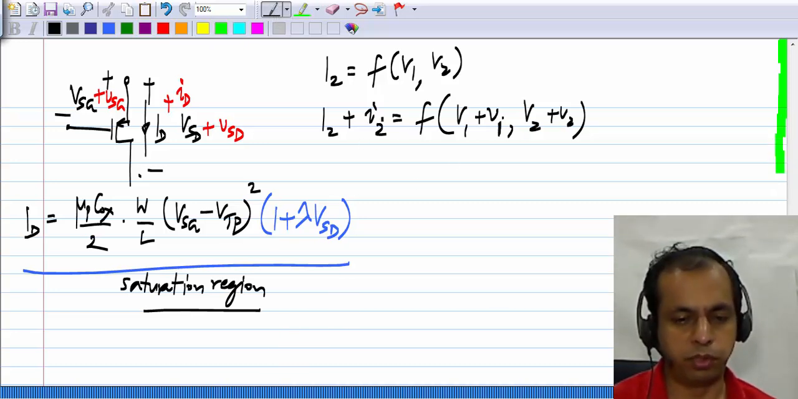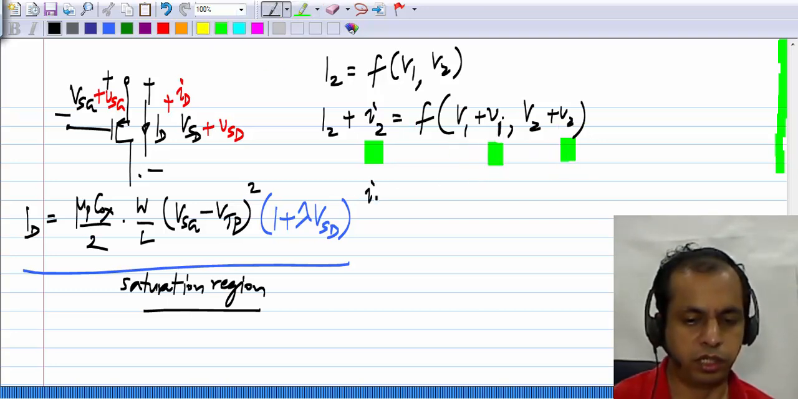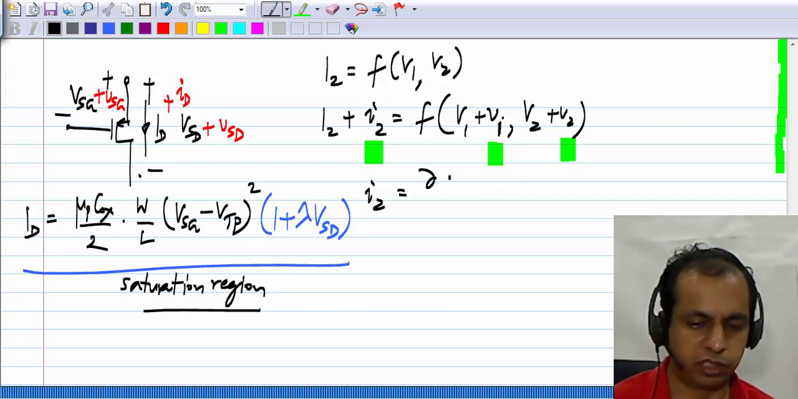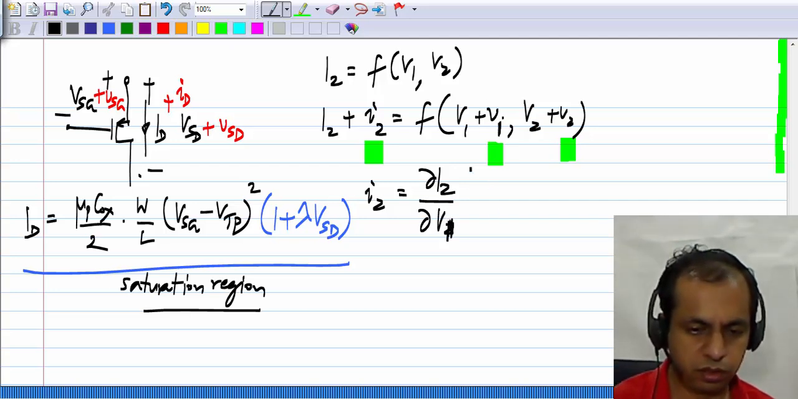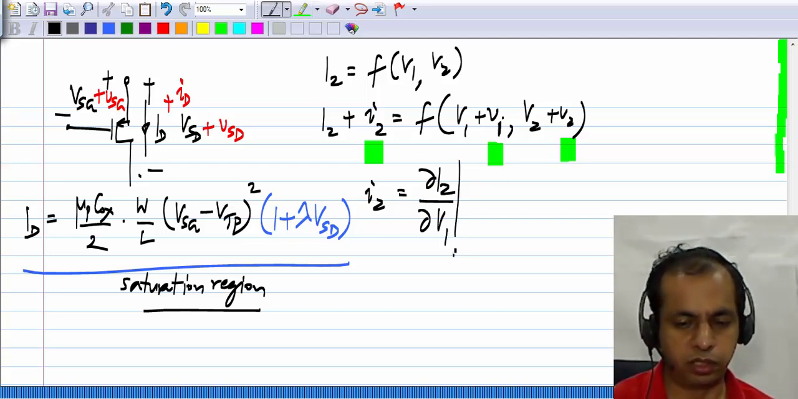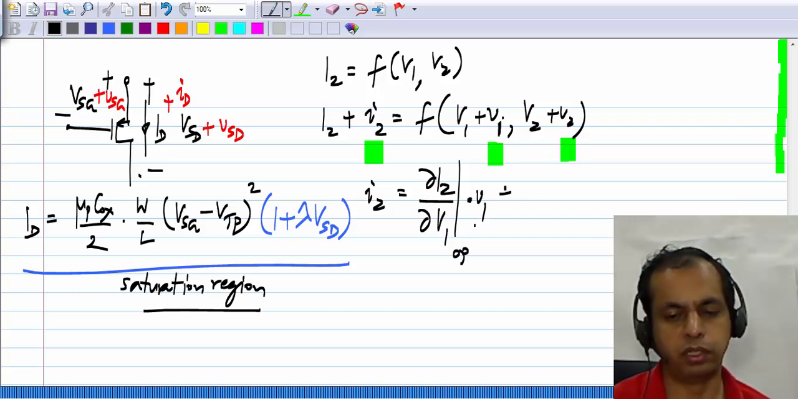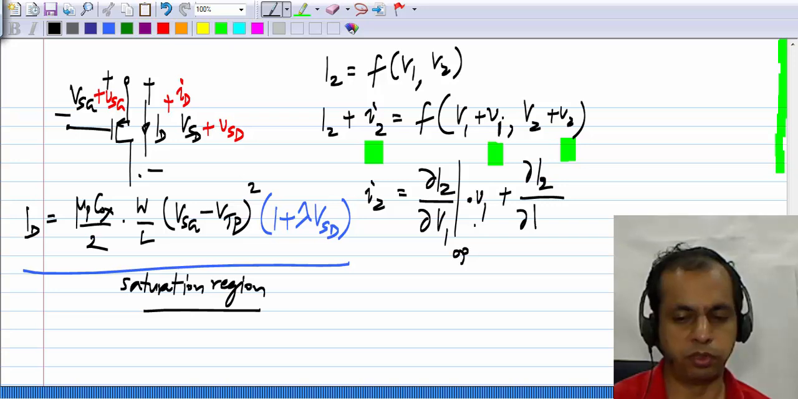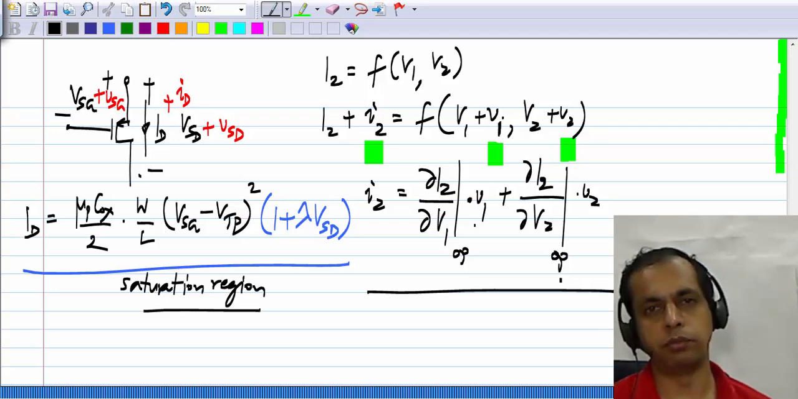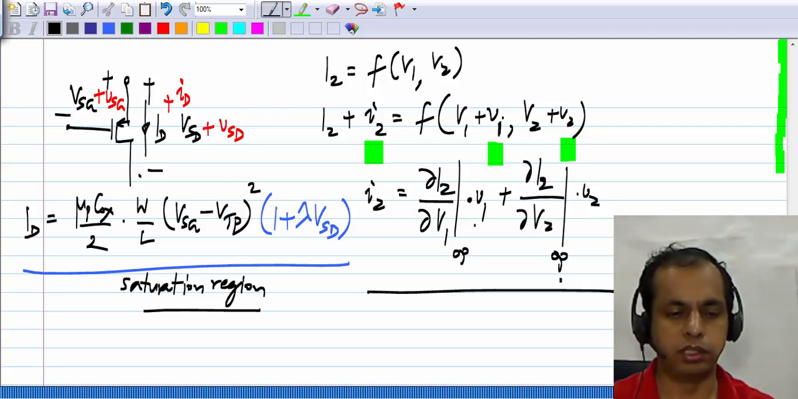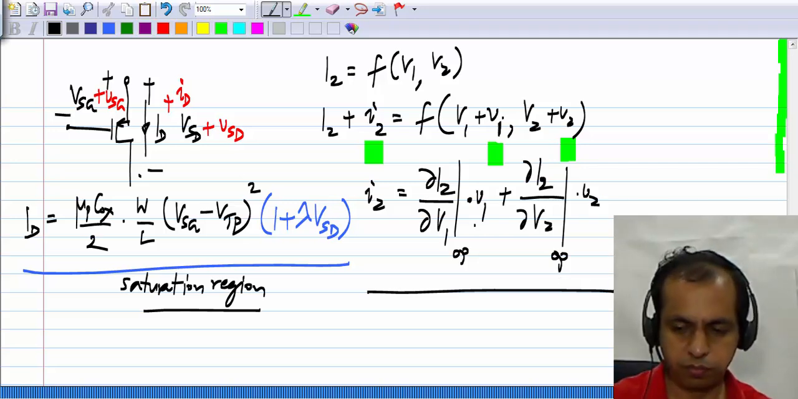Now what was the relationship between the incremental quantities? We saw that i2 would be the partial derivative of uppercase I2 with respect to V1 at the operating point times the increment in V1, plus the partial derivative with respect to V2 at the operating point times the increment in V2, and exactly the same thing holds here as well. So let's see what that gives us.